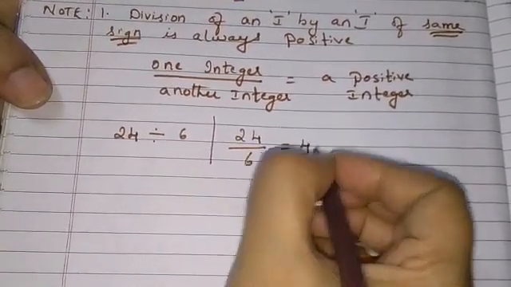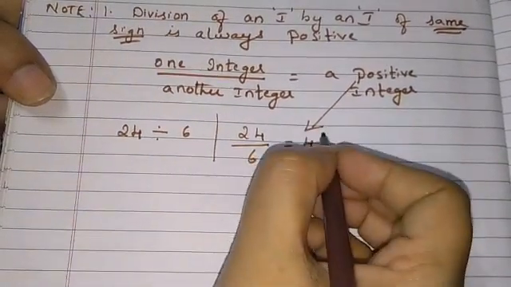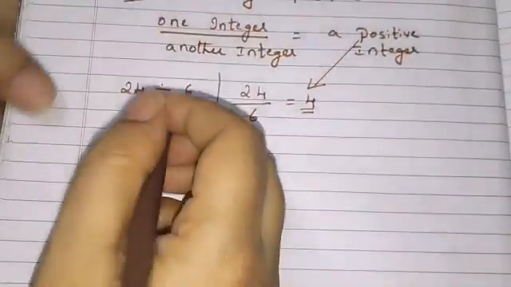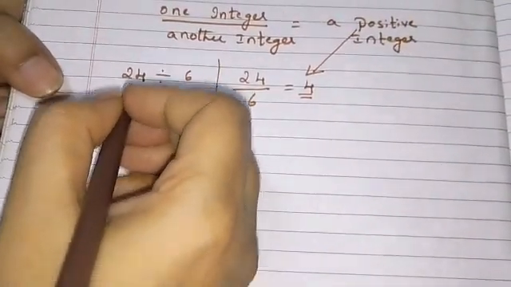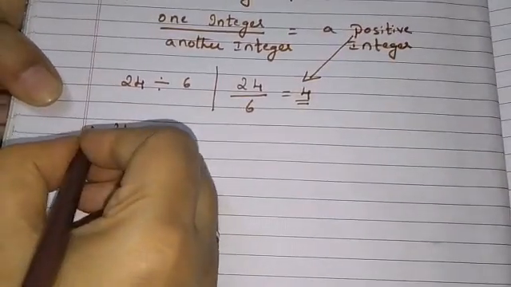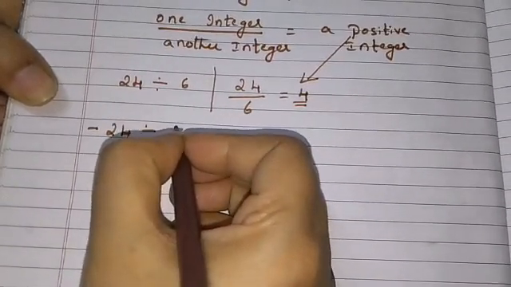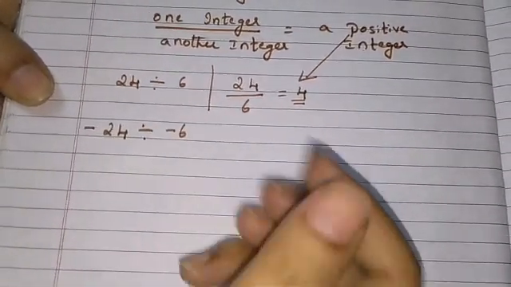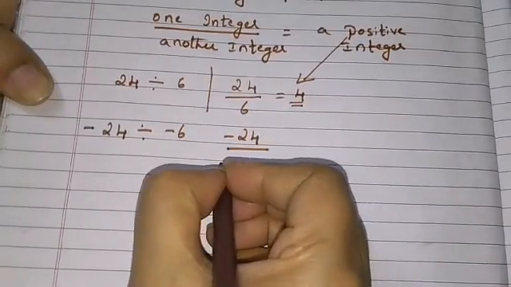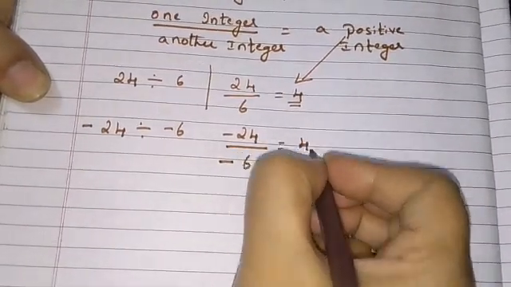Now what is 4? 4 is a positive integer. Let me now use the same number, 24, but this time I will make it minus 24 divided by minus 6. Minus 24 divided by minus 6 gives me a positive integer.